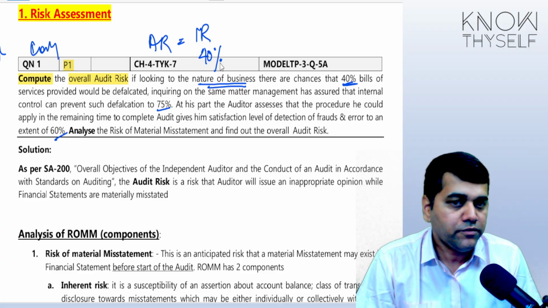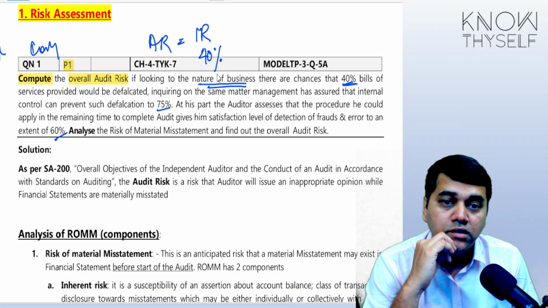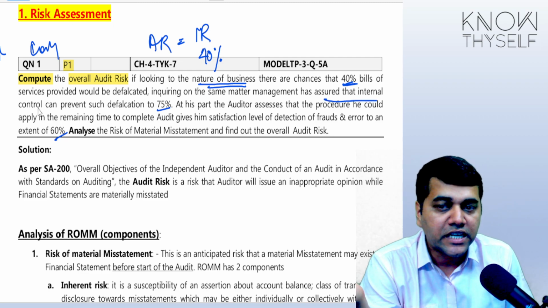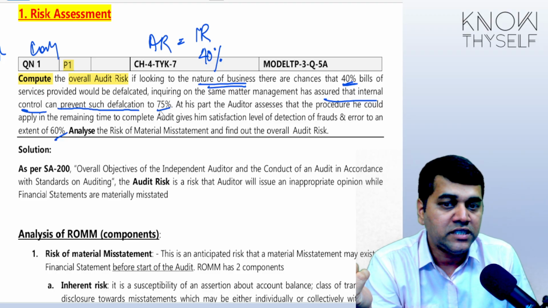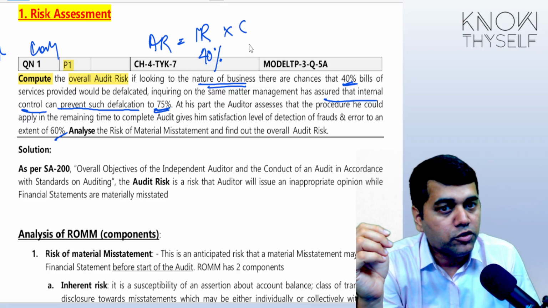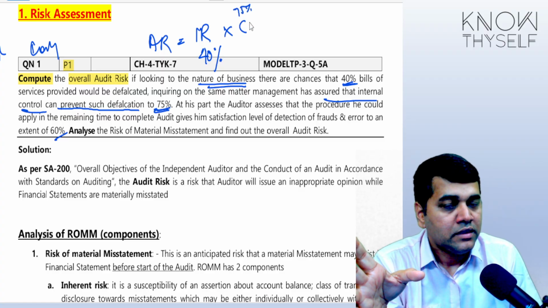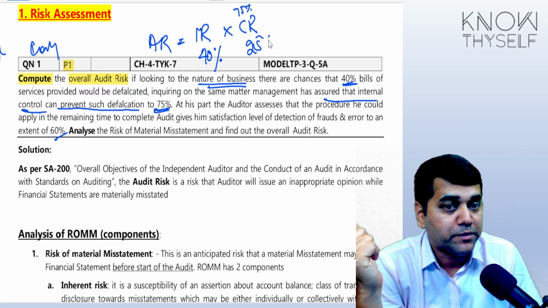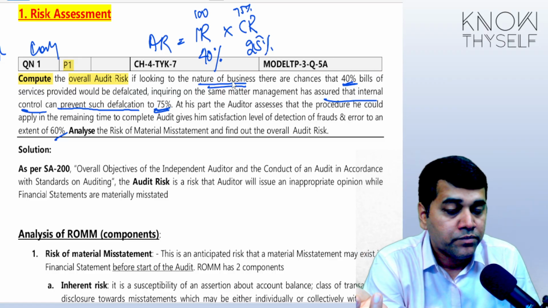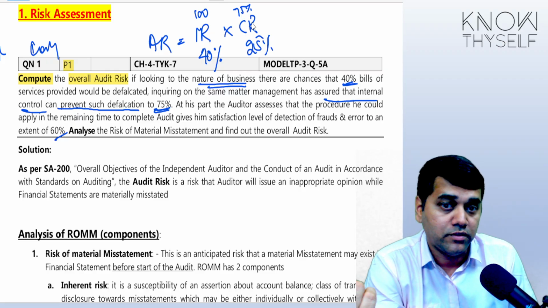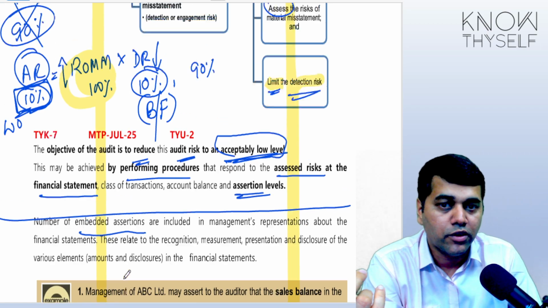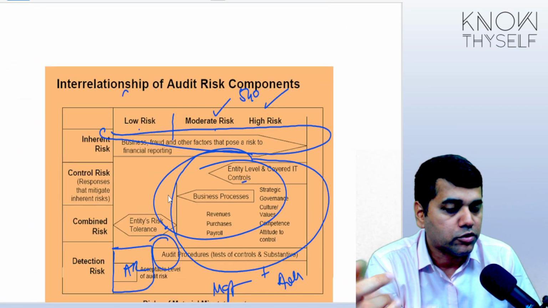Now management said, look sir, we also know that 40% subject to misappropriation is very high. We have established internal controls which can prevent defalcation up to 75%. That means their level of controls is 75%, so the risk that they will not be able to detect is 25%. They could have put 100% control, but they have some concept of risk appetite also. They will not put 100% control.